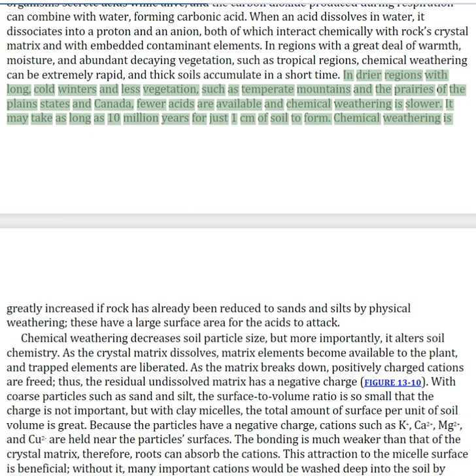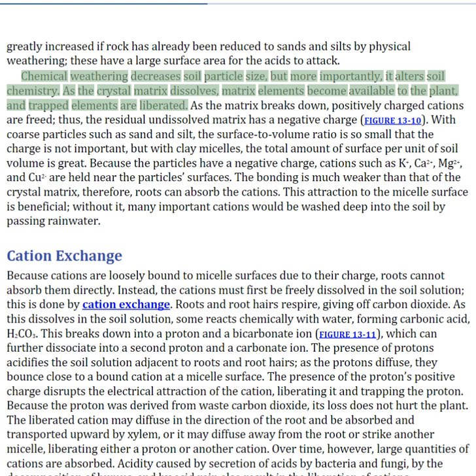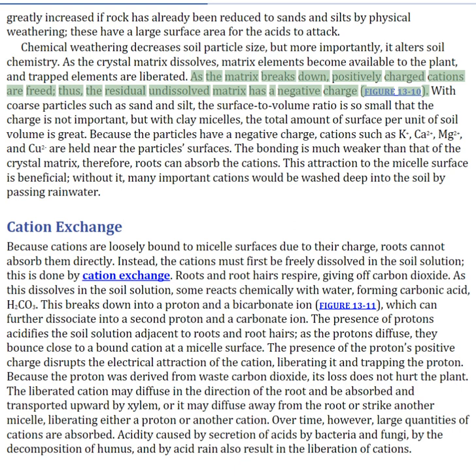Chemical weathering is greatly increased if rock has already been reduced to sands and silts by physical weathering. These have a large surface area for the acids to attack. Chemical weathering decreases soil particle size, but more importantly, it alters soil chemistry. As the crystal matrix dissolves, matrix elements become available to the plant, and trapped elements are liberated. As the matrix breaks down, positively charged cations are freed, thus, the residual undissolved matrix has a negative charge.